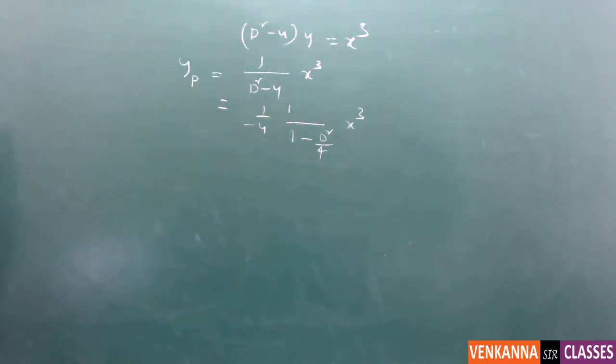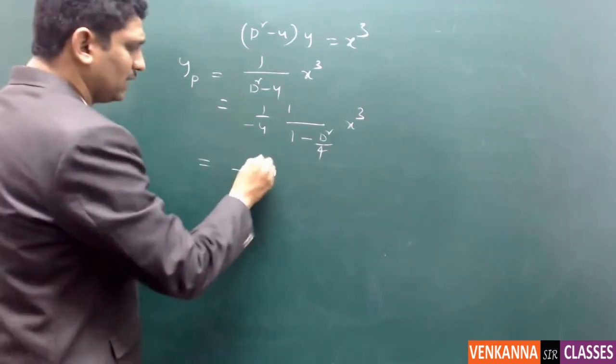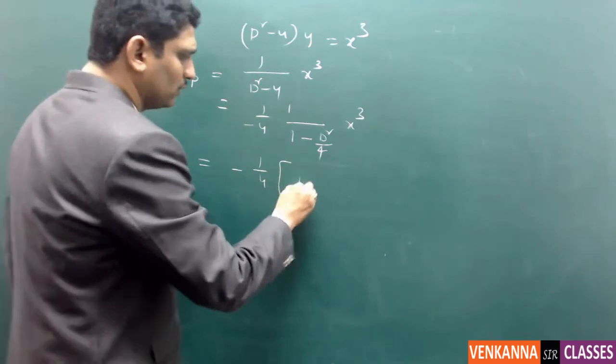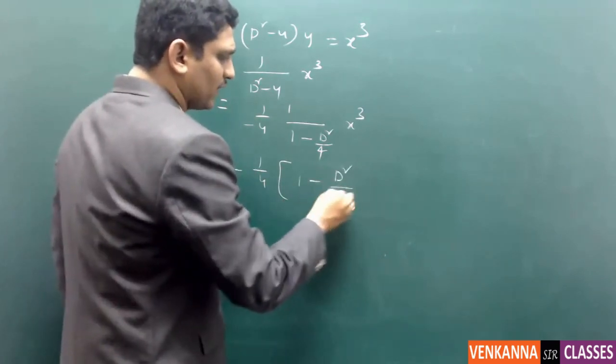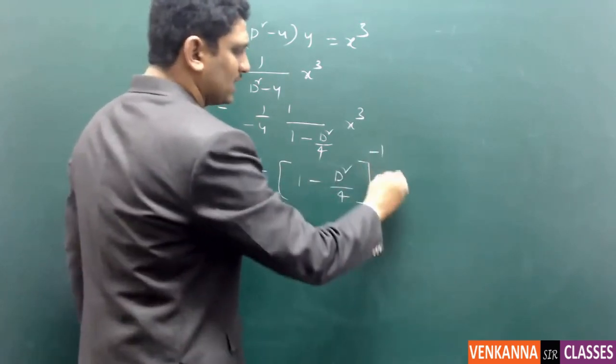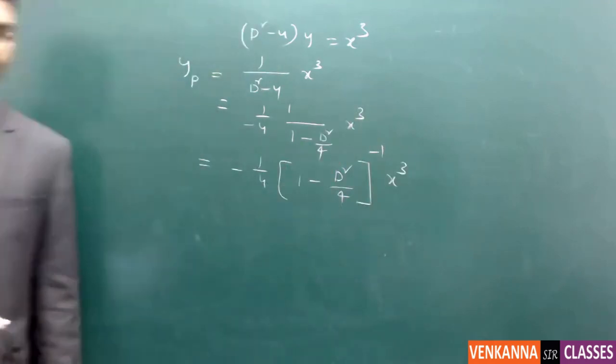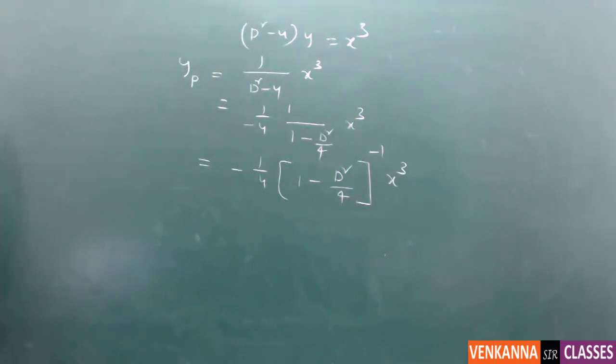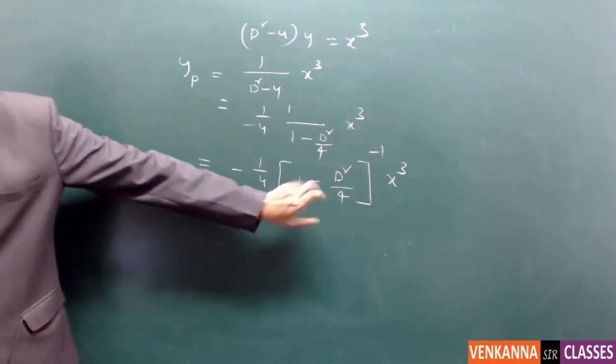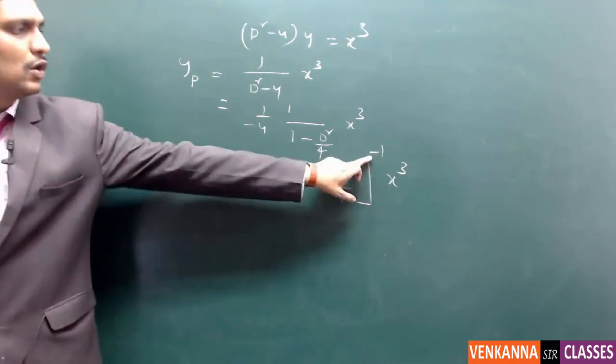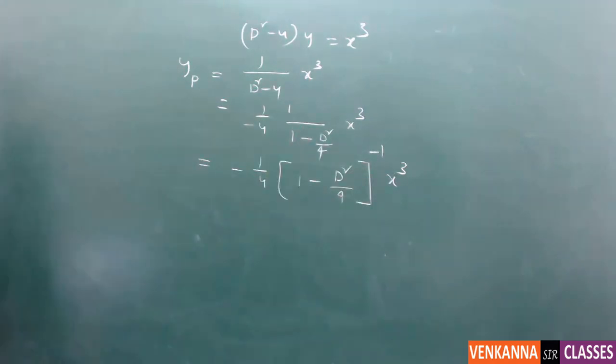Am I correct in writing this part? All of you, right? So it is nothing but minus 1 by 4 into 1 minus d square by 4 whole power minus 1 of x cube. Now it is coming like 1 minus x whole power minus 1 of some function.